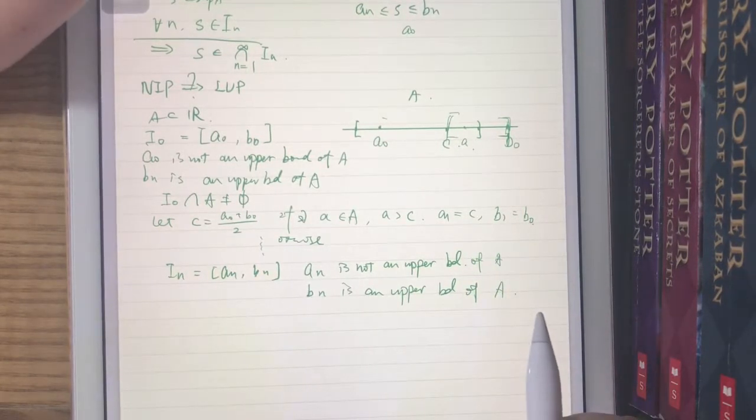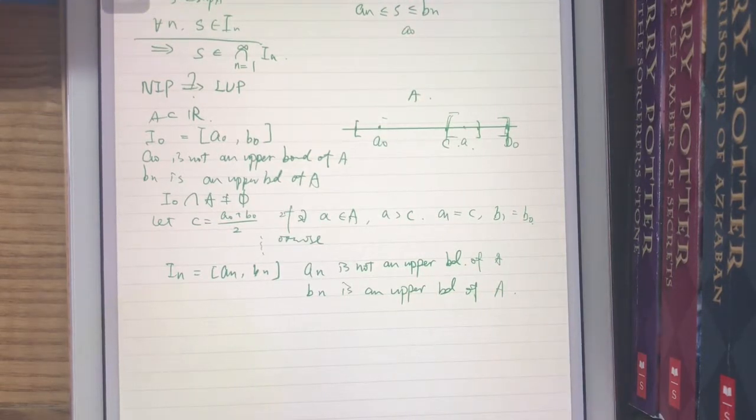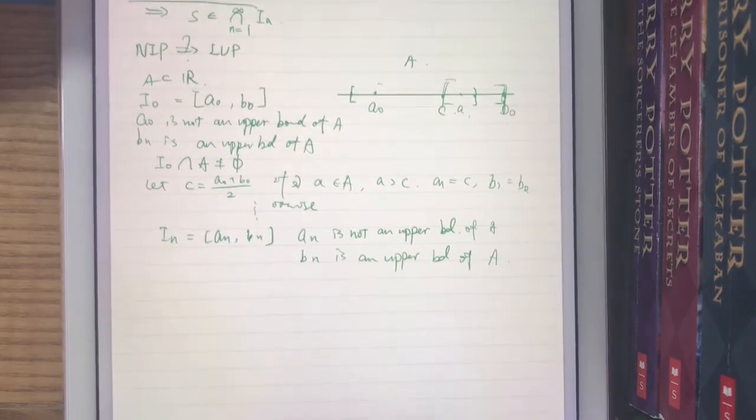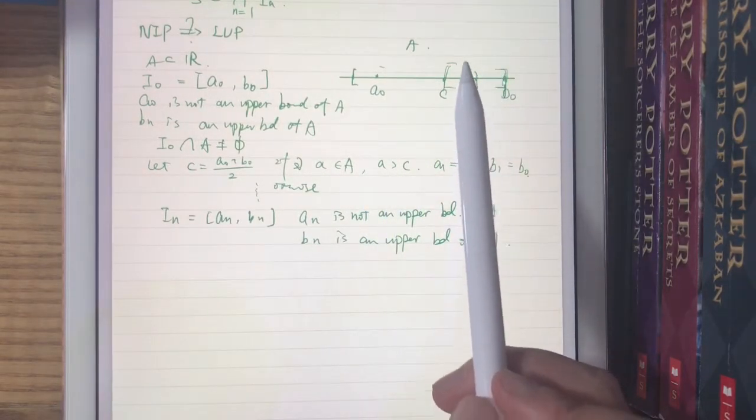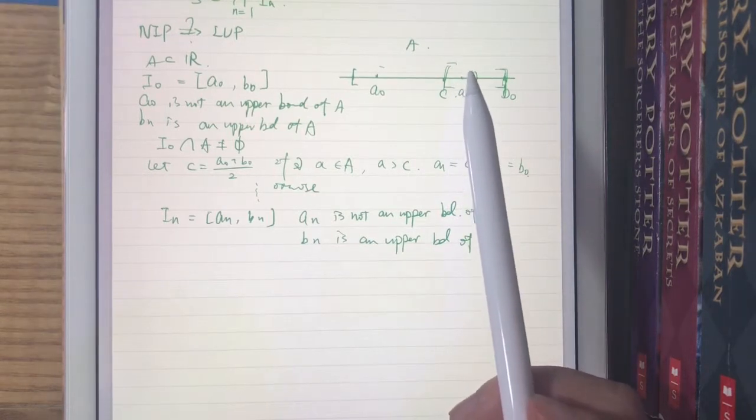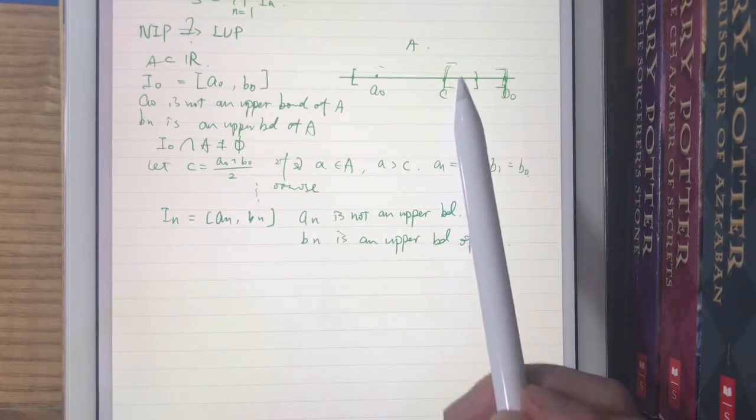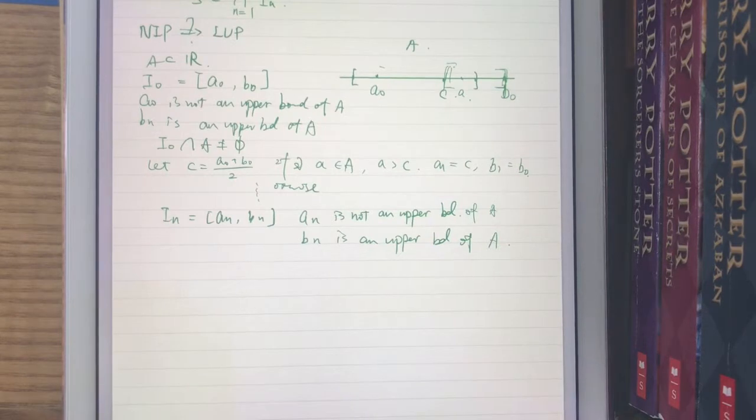I'm sorry. So we prioritize this condition: if there are some elements in A larger than C, then we take this part. Okay.